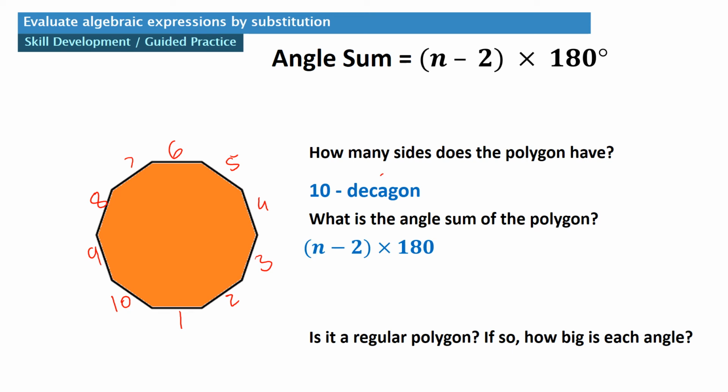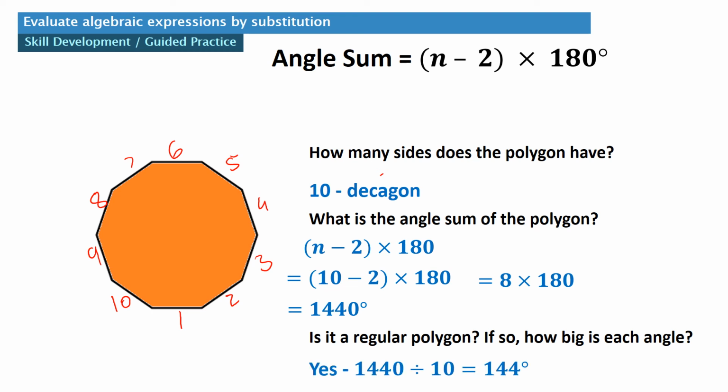We'll start off with our n minus 2 times 180, where n is equal to 10. So 10 minus 2 times 180 is the same as 8 times 180, which gives us an interior angle sum of 1440. Now, this is a regular polygon. So if we do 1440 divided by 10, which is our number of vertices, we'll have each angle equal to 144 degrees.